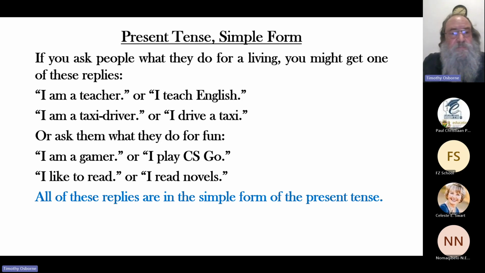And there you've got some interesting choices. I am a teacher, which is the same really as I teach English. The second one, taxi driver, or I drive a taxi. Now, all of these are, you see, that present tense. It's what you do at this point in your life. And then just to give you a bit of a change, what do you do for fun? I am a gamer, or I play CSGO.